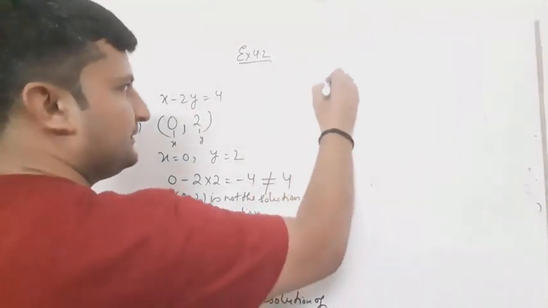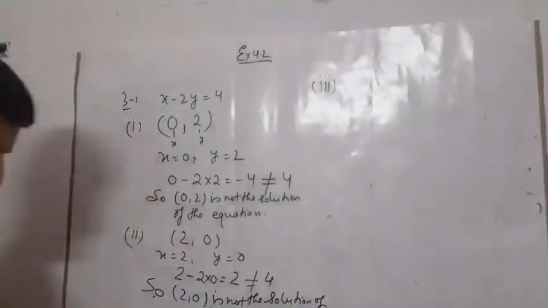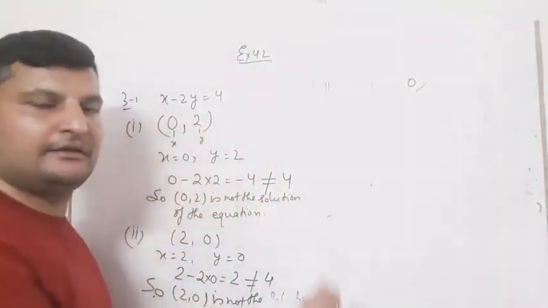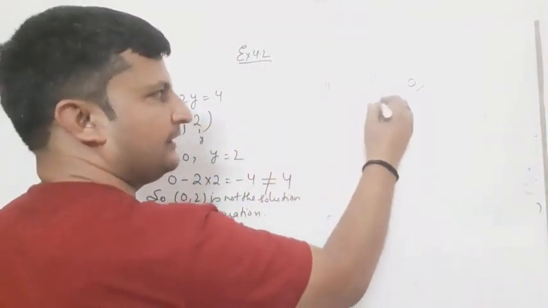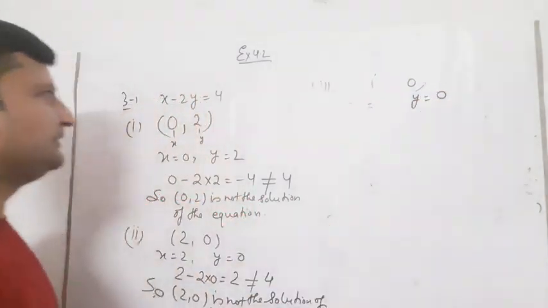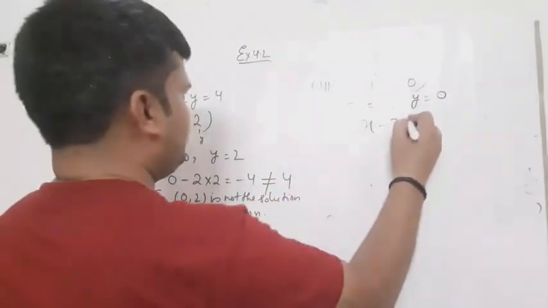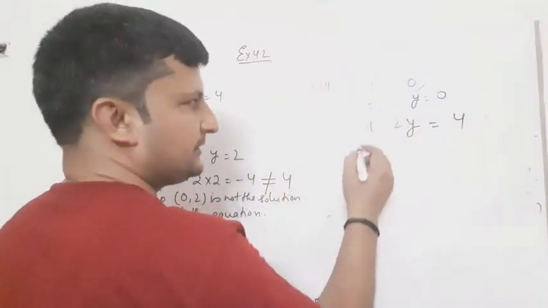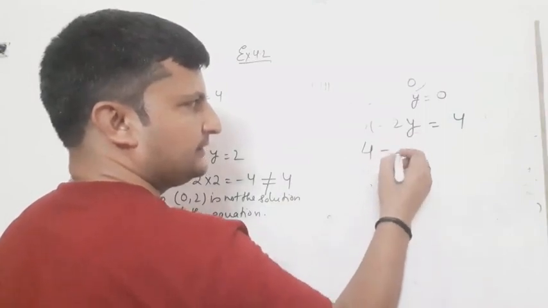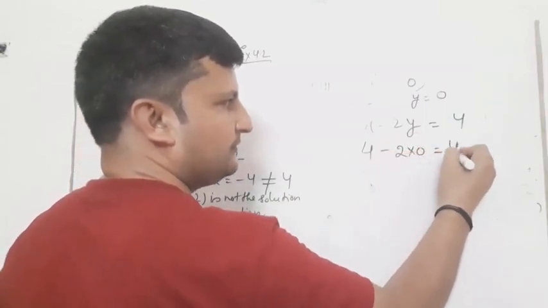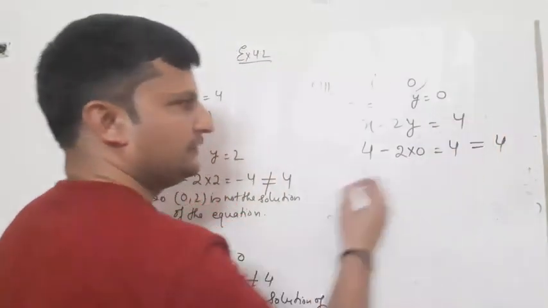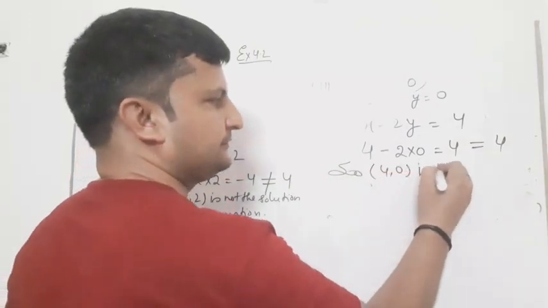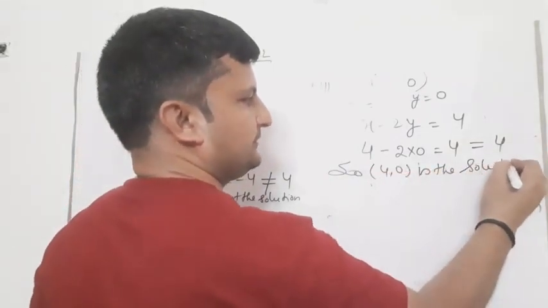Similarly, in third part, what is given is third is 4, 0. Again the value of x is here 4 and the value of y is equal to 0, and the equation is x minus 2y is equal to 4. Again put the value of x and y here. So if we are putting x is equal to 4 here, 4 minus 2 into 0, this will be 4 and 4 is equal to 4. So we can say that here 4, 0 is the solution of this equation.